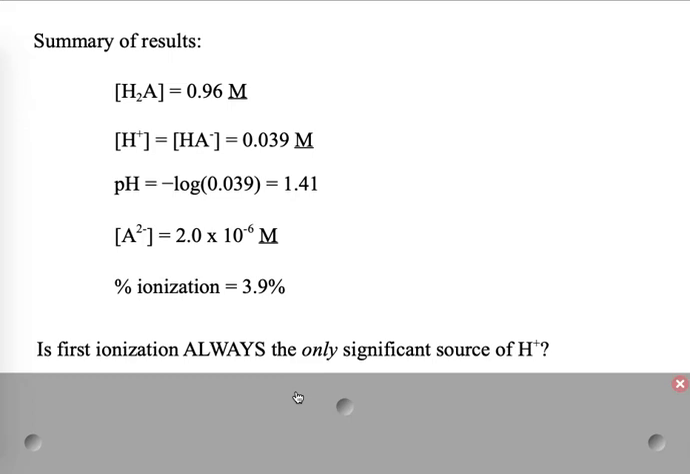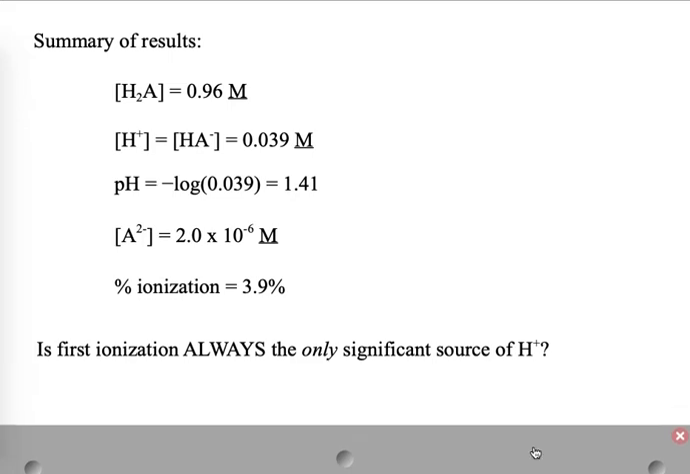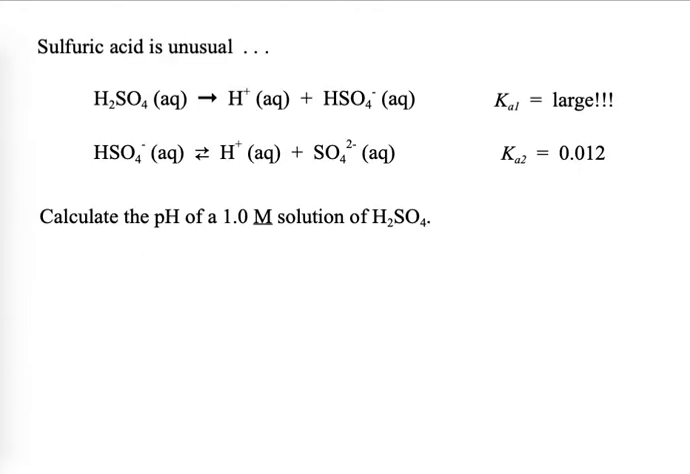Okay, now, I asked previously, is the first ionization always the only significant source of H+? And I will answer that by saying, usually, but not always. And of course, I'm going to give an example of when it's not the only significant source of H+. So let's consider sulfuric acid.